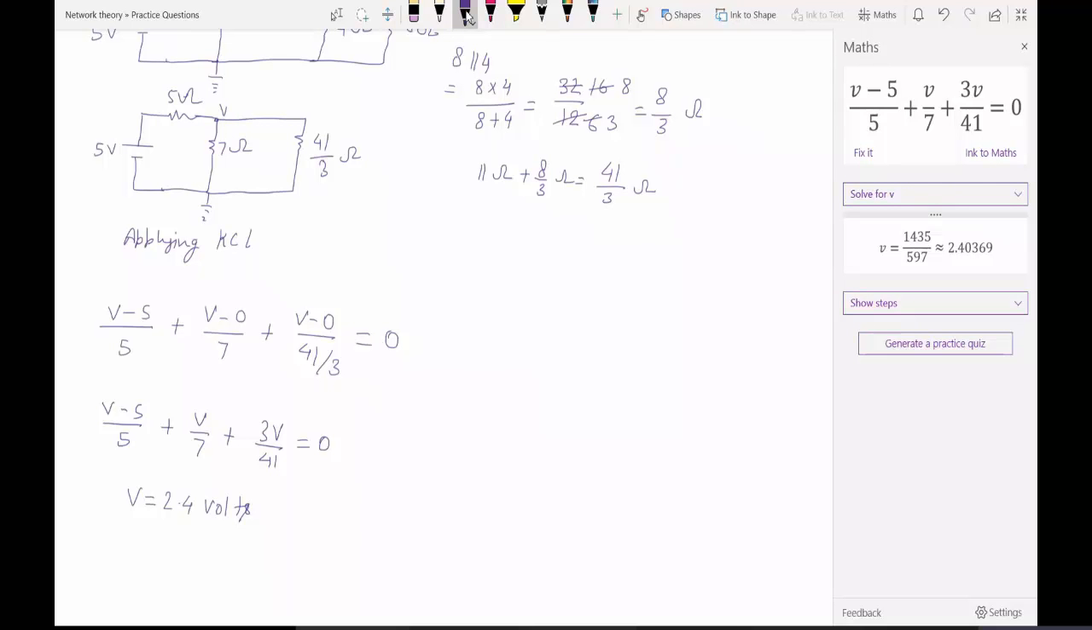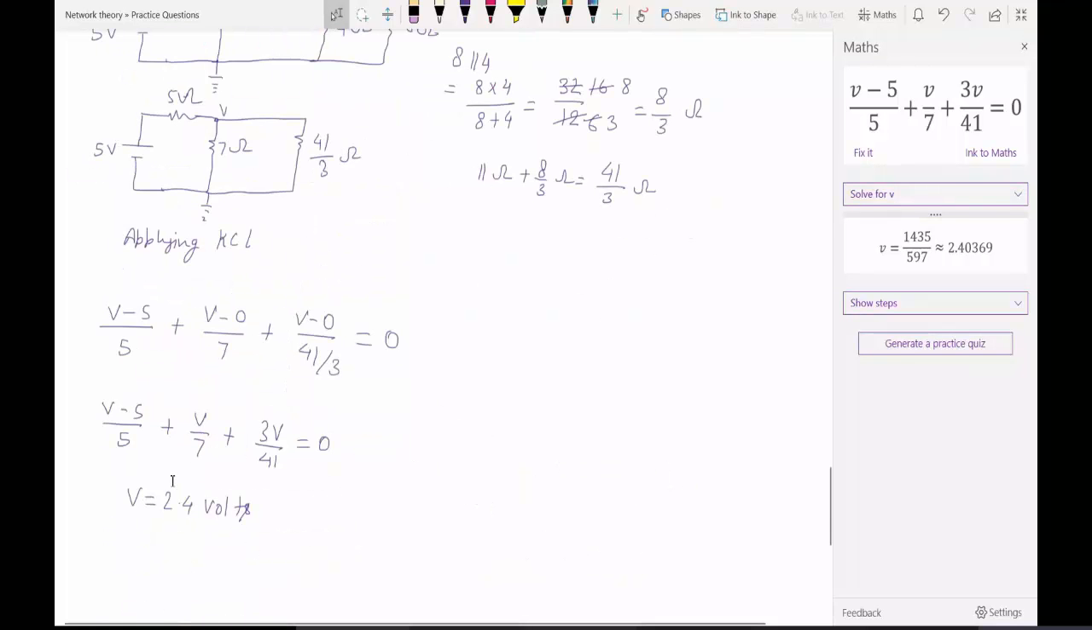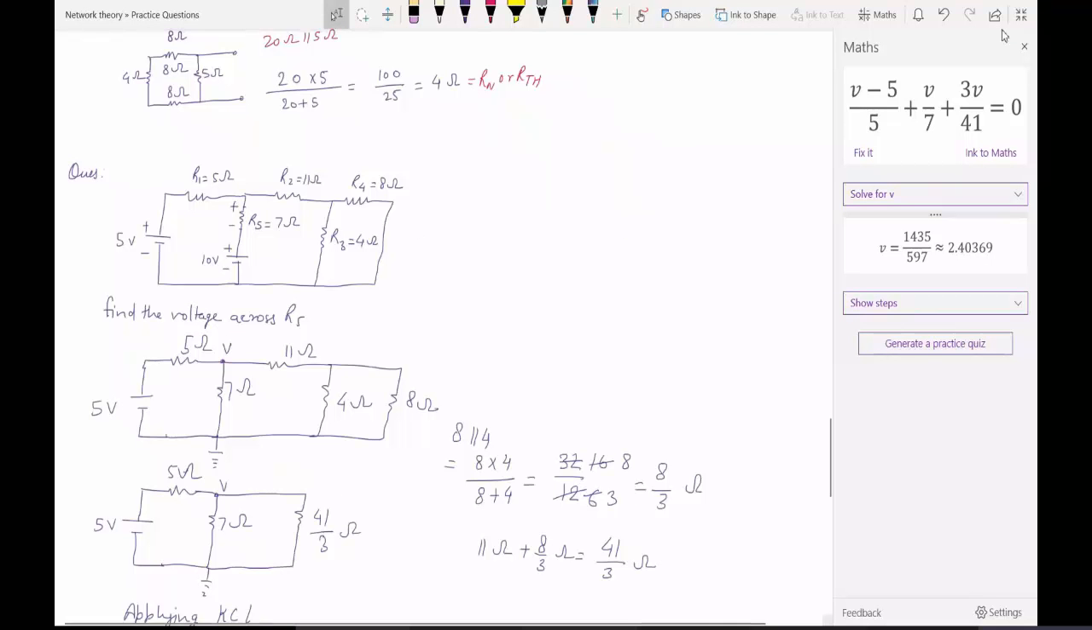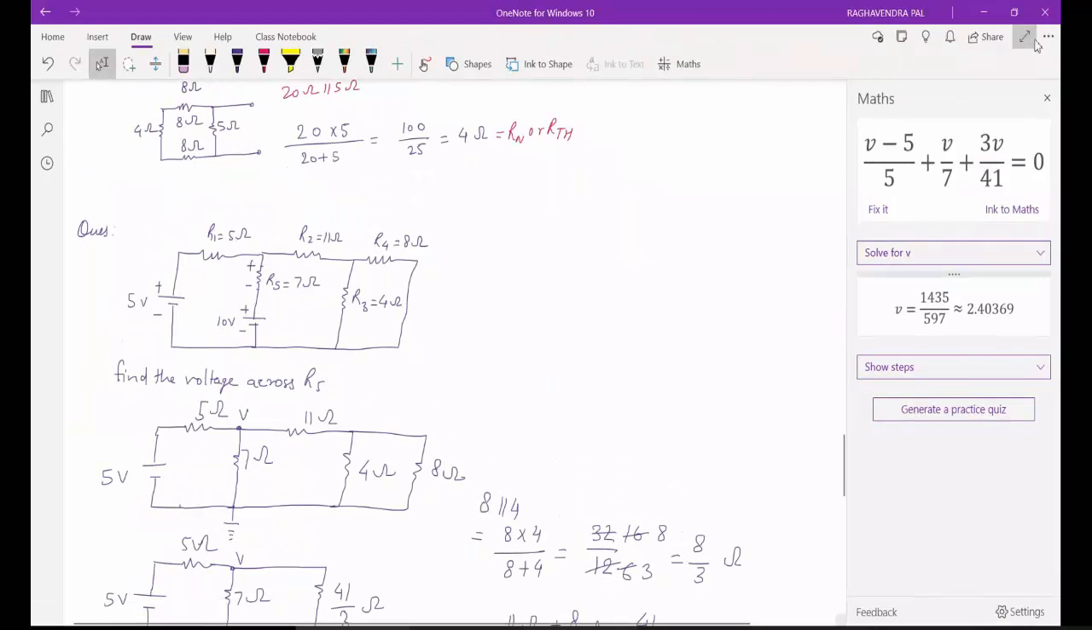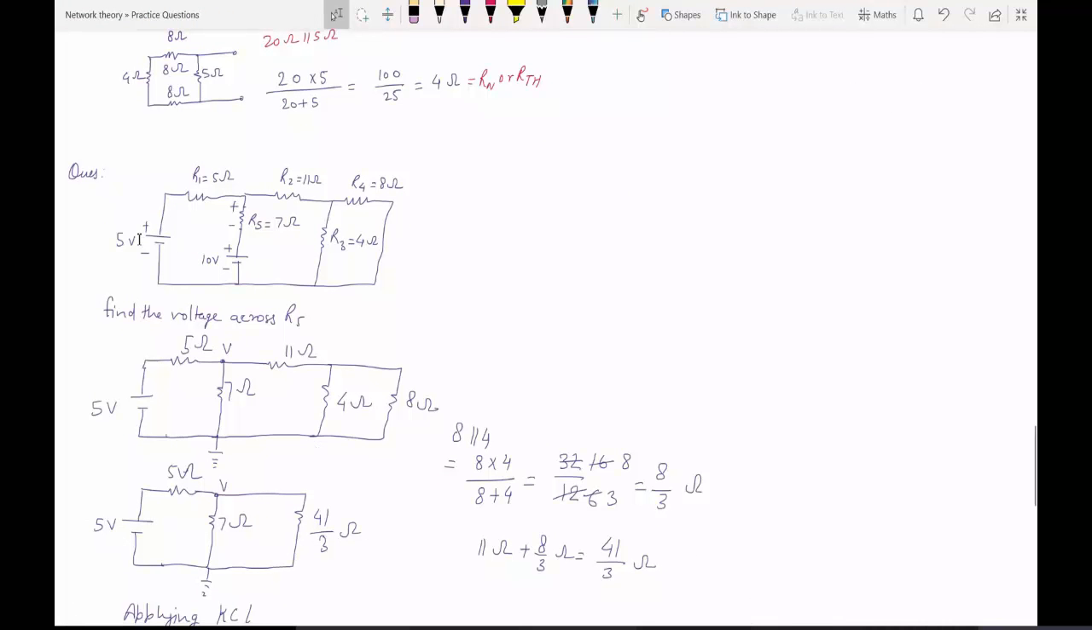Correct. Now, what we will have to do? V is equals to 2.4 volts. So we got the V due to this 5 volts. Okay, not for this 10 volt. So this we have got. Now we will have to use again. We will have to use this source only by removing this source.